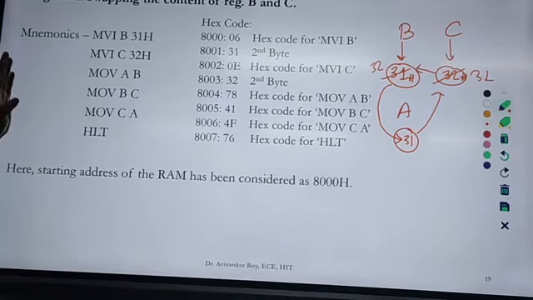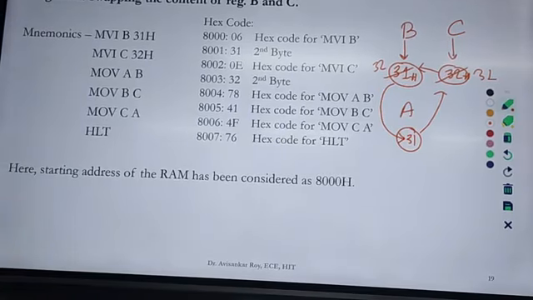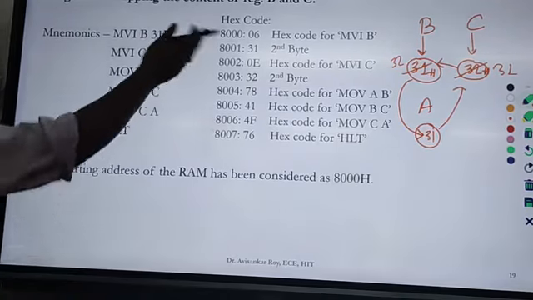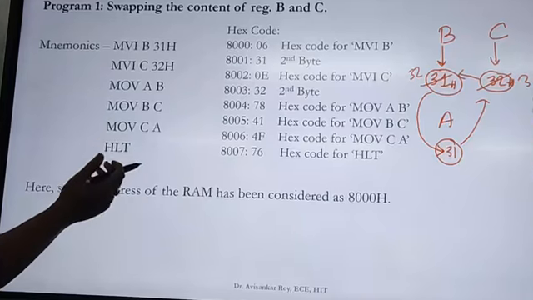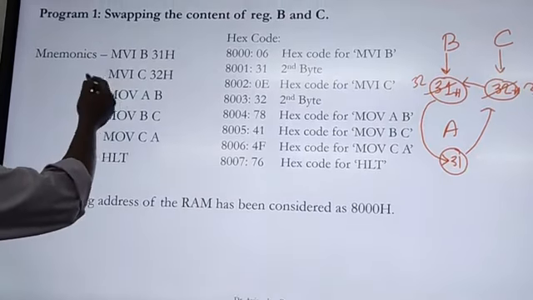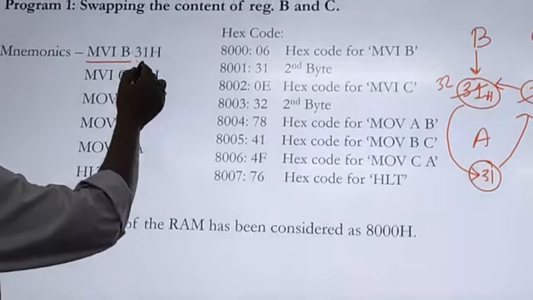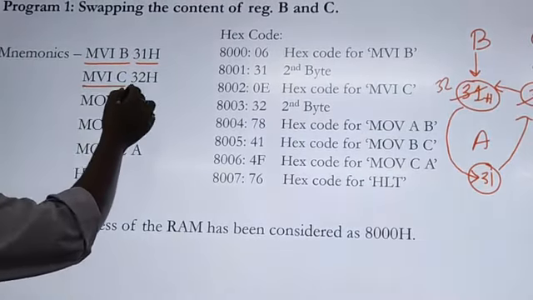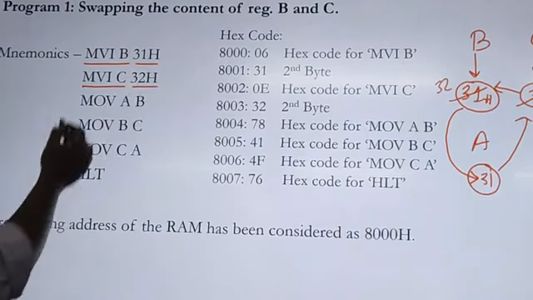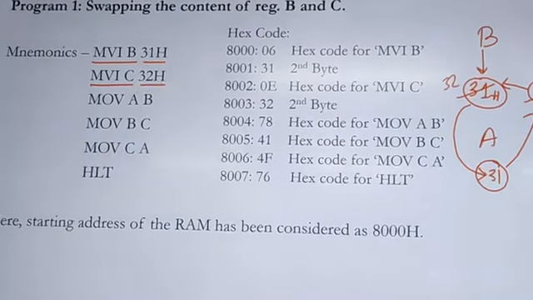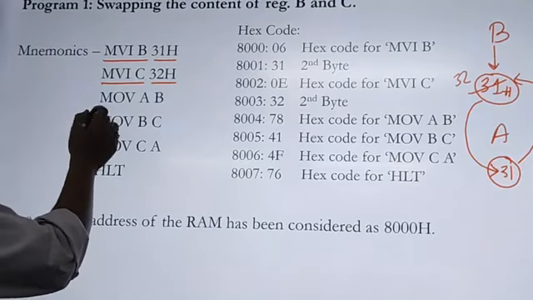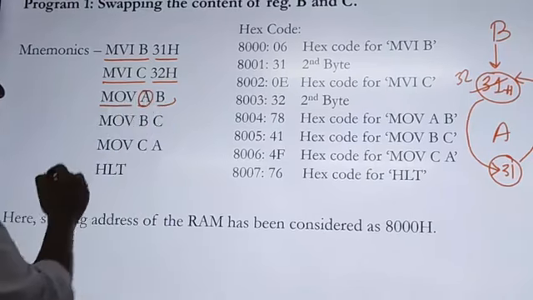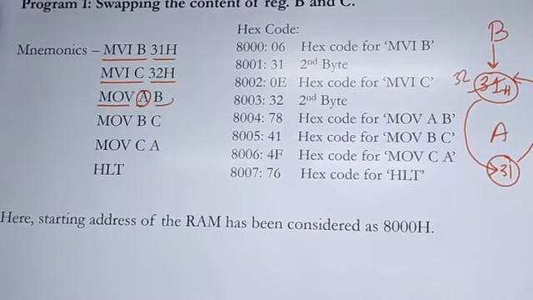It is very simple to understand the algorithm, and depending upon this process we can explain the instructions one by one. First we simply store the 31 into the B register. So here we write MVI B, 31. So 31 data will be stored into the B register. Then MVI C, 32, so 32 will be stored into the C register. Then we store the content of B to the accumulator: MOV A, B. Here B is the source and A is the destination, so the content of B will move to the accumulator.